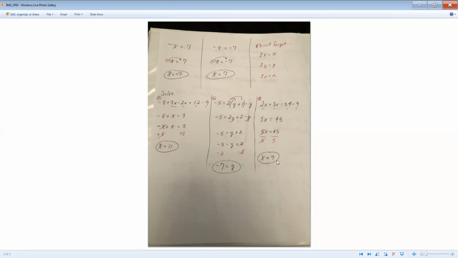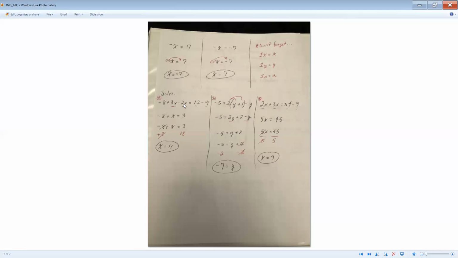Looking at these last 3 examples, before we go there, don't forget that 1x and x are the same thing. 1y and y are the same as well. So in other words, when you don't see anything sitting in front of your variable, they assume you know that there is a 1 sitting in front of that variable. So when I go down to this first equation to solve, negative 8 plus 3x minus 2x equal to 12 minus 9, I can combine my like terms on both sides of my equation.